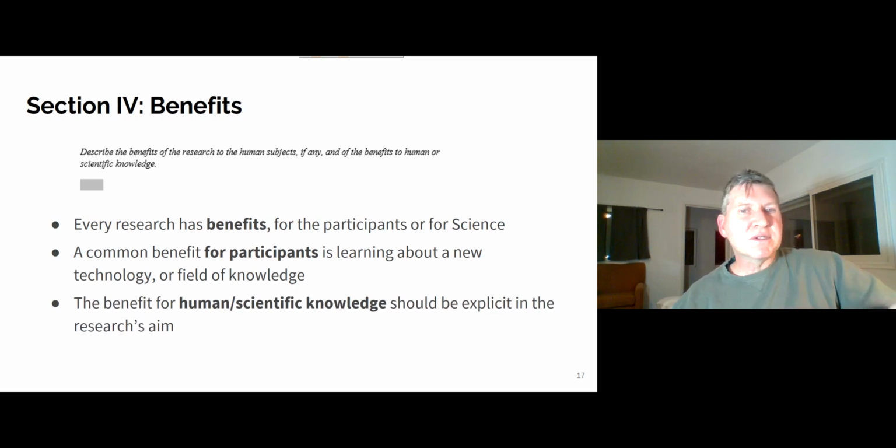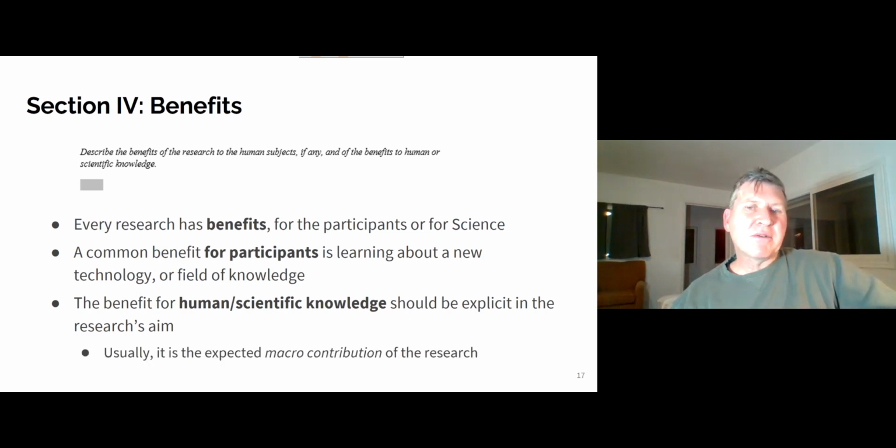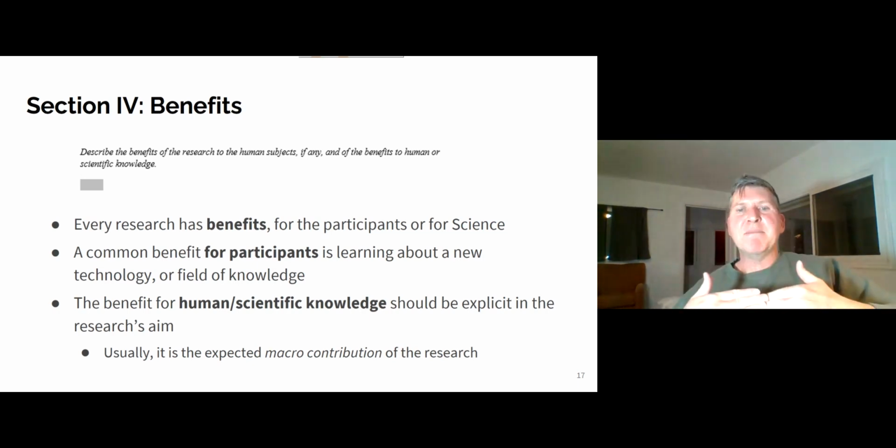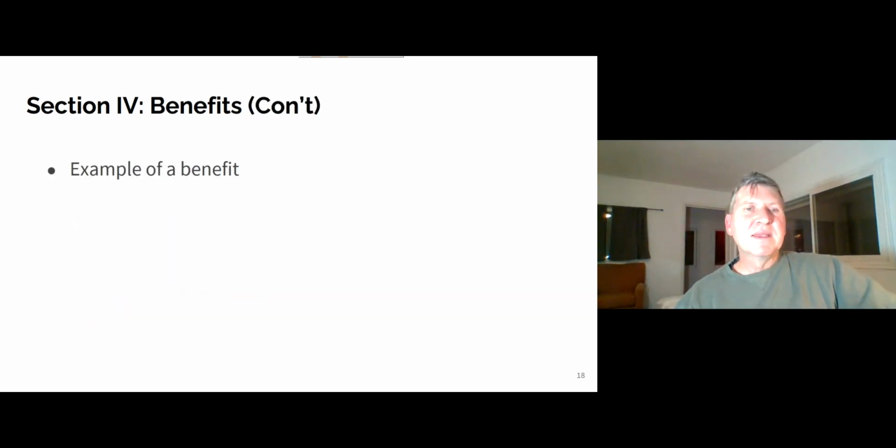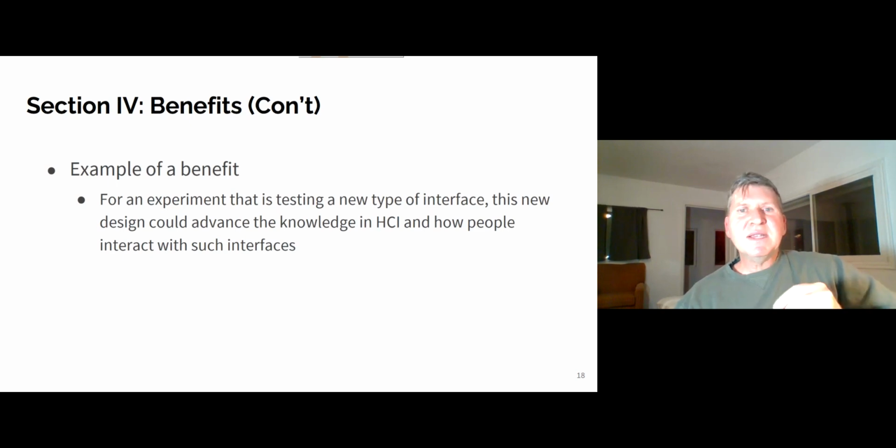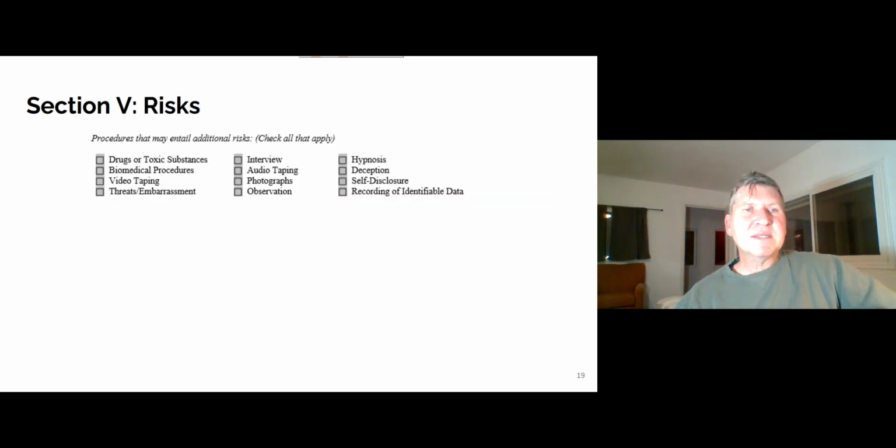The benefits for human or scientific knowledge should be very explicit in the research's aim. In other words, if you can't relate the benefits, it's going to be difficult to convince the committee that what you're doing has any meaning or purpose. We can also talk about the macro contribution of the research. Sometimes we have to step back and think about, what is this doing for HCI or for usability in general? So here's an example of a benefit. So if you're testing a new type of interface, the design could advance the knowledge in HCI of how people interact with such interfaces.